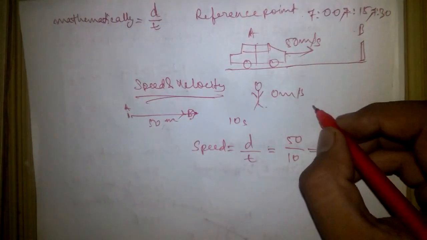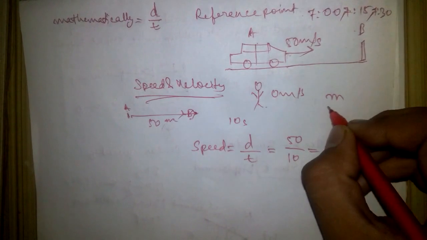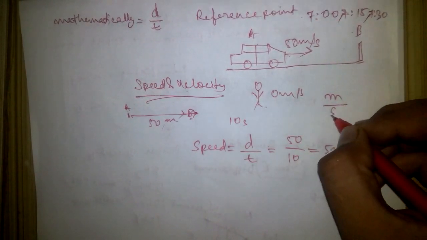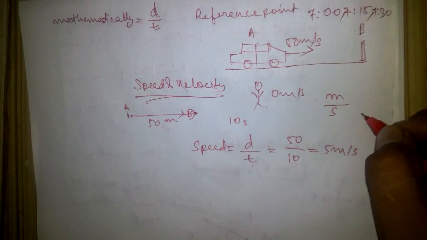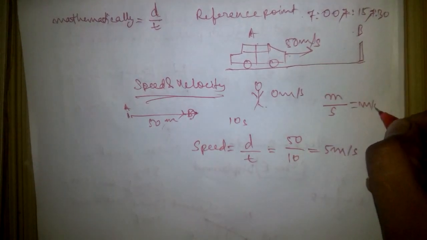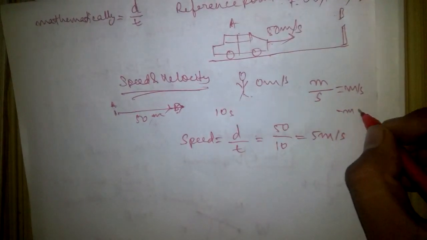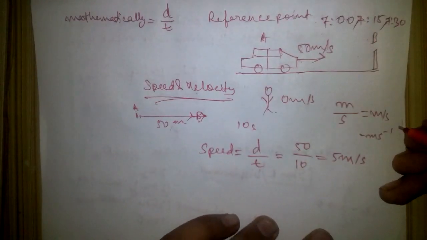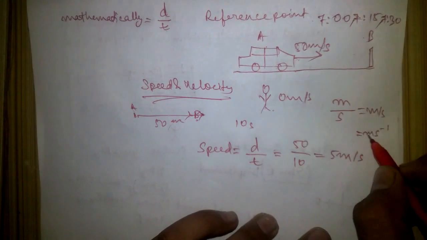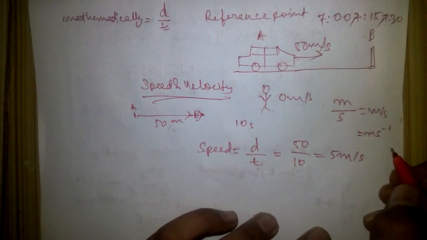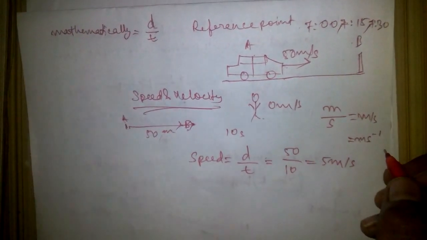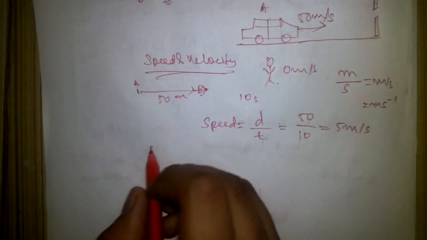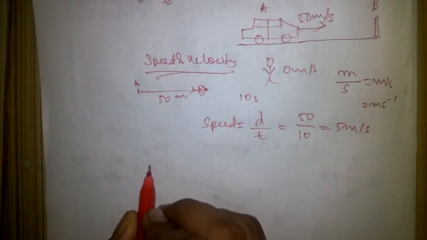The SI unit of distance is meter, and the SI unit of time is second. So the unit becomes meter per second, or you can write meter second to the power minus 1. We read it as meter per second. Okay, so this is speed. And what is velocity? Velocity is the rate of change of displacement.